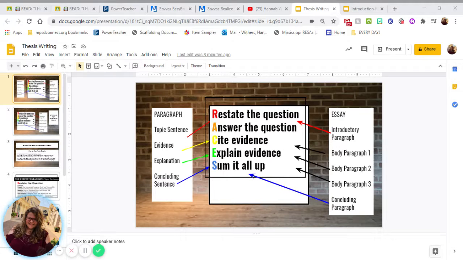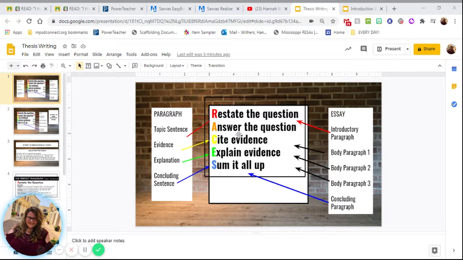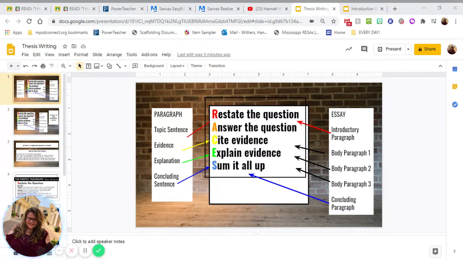Today we are going to really focus in on thesis writing and what makes a thesis different than a topic sentence and really why they're so important. So, just to review, we have talked before about paragraph writing using this RACES format. So, restate, answer, cite, explain, sum it all up. That was the format we talked about with paragraph writing. Our topic sentence comes from the R and the A. The evidence comes from our citing, explanation, concluding sentence, all that good stuff.